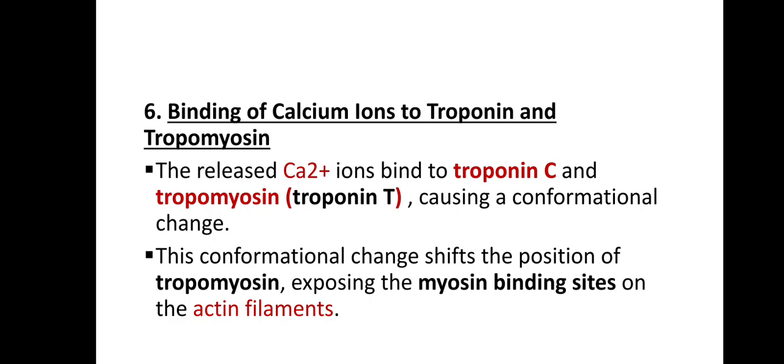So now the thing is this. Tropomyosin at rest. Let me read again so that we go to the next slide. You see what happens with tropomyosin. The released calcium ions bind to troponin C and tropomyosin, causing a conformational change. This conformational change shifts the position of tropomyosin, exposing the myosin binding sites on the actin filament.